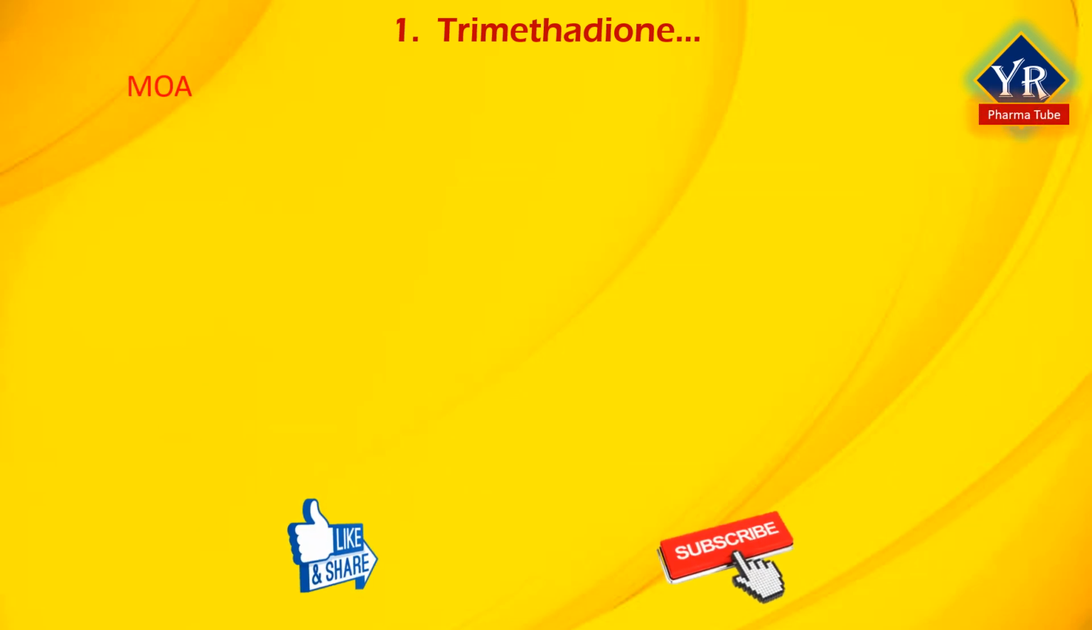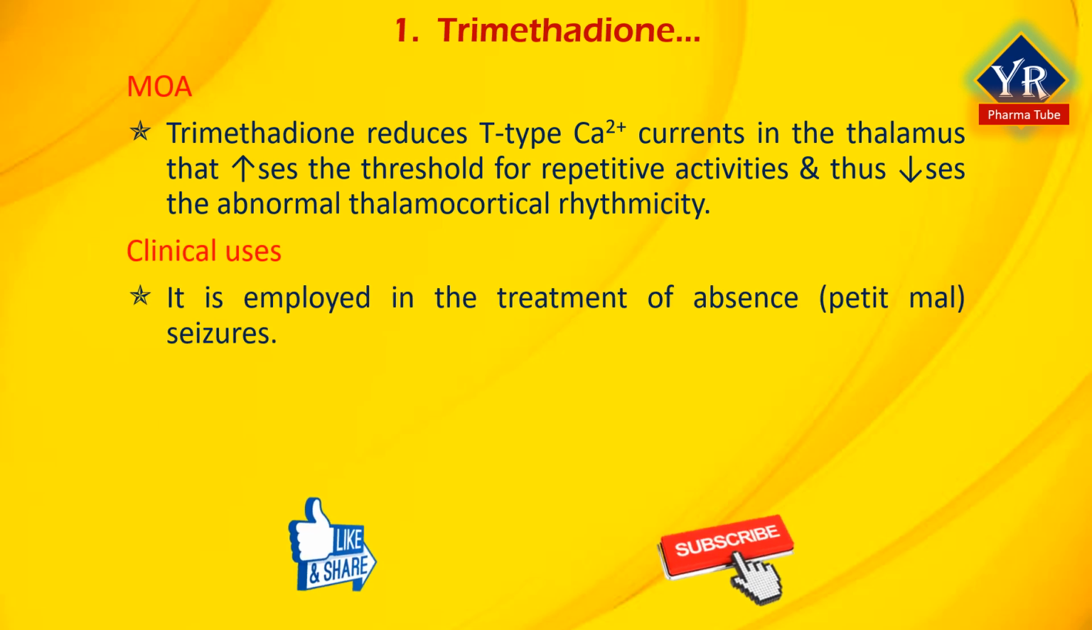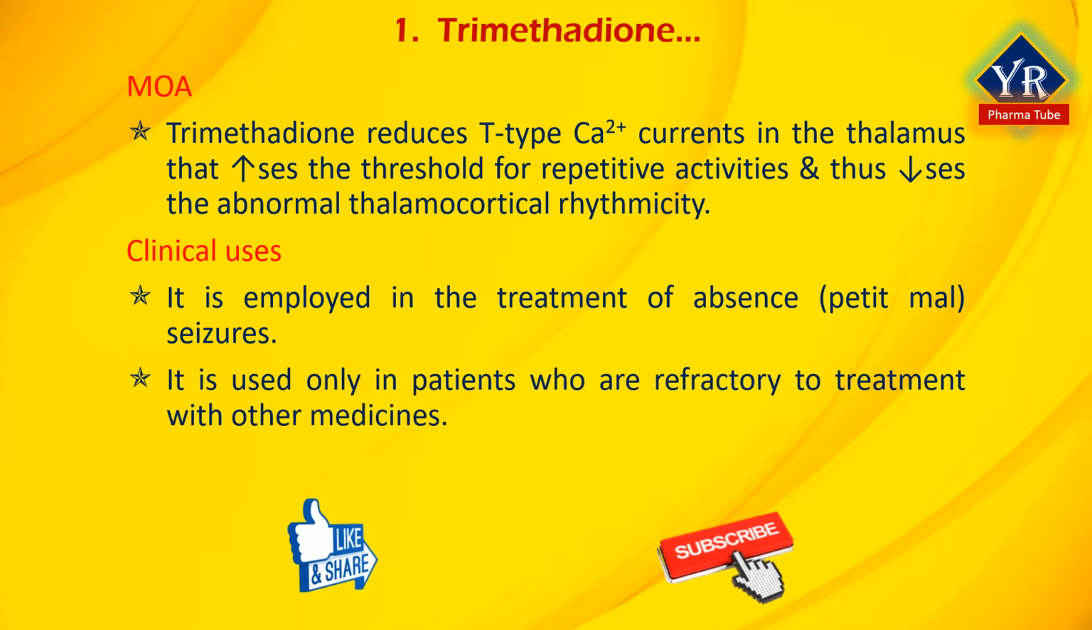Mechanism of action of trimethadione. Trimethadione reduces T-type calcium currents in the thalamus, which increases the threshold for repetitive activities and thus decreases the abnormal thalamocortical rhythmicity which is critical in absence seizures. It is primarily employed in the treatment of absence or petit-mal seizures but can also be used in refractory temporal lobe epilepsy. It is used only in patients who are refractory to treatment with other medications.